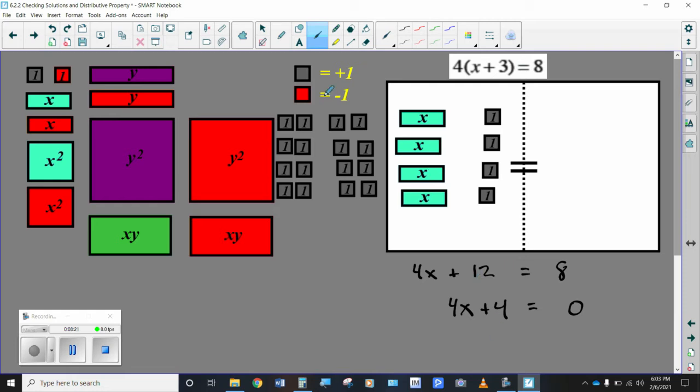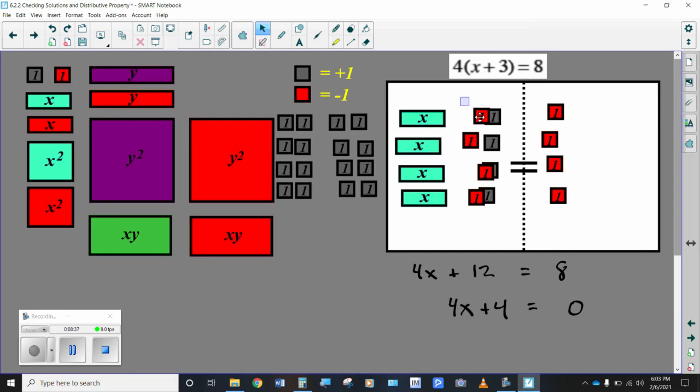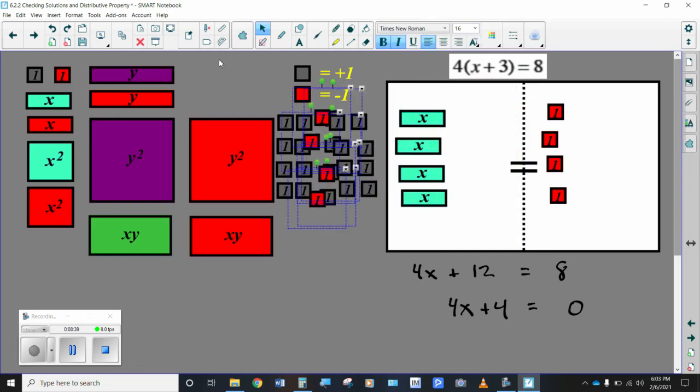Now we should probably add 4 negative x's to each side. 1, 2, 3, 4. And then we'll do the same thing on the other side. 1, 2, 3, 4. And these form 0 pairs, which now leaves us with 4x is equal to negative 4. So that means that each one of those x's has to be equal to negative 1.